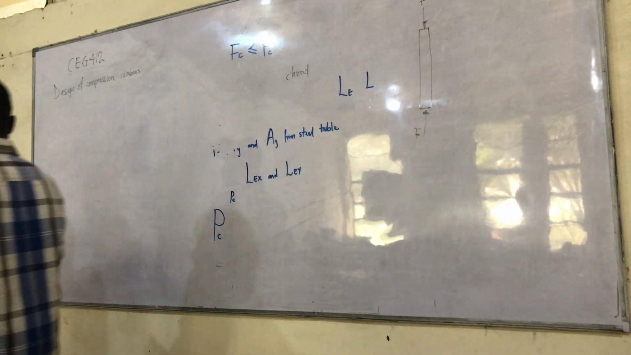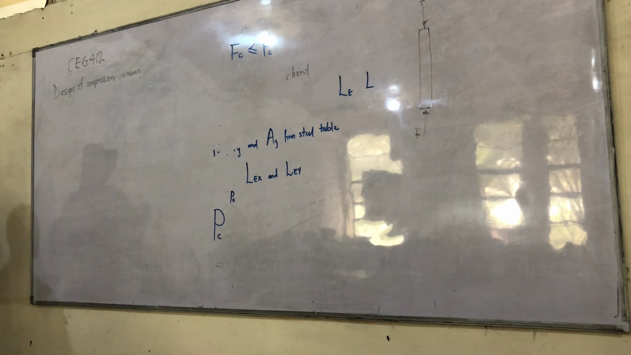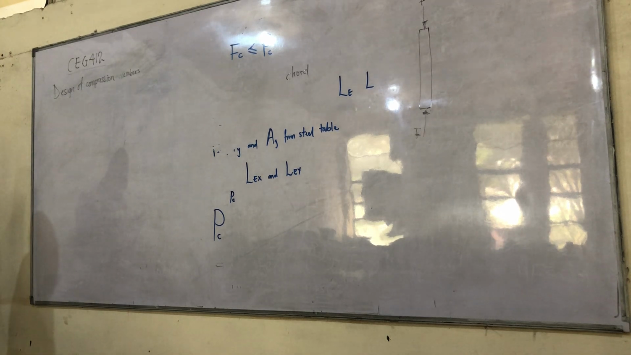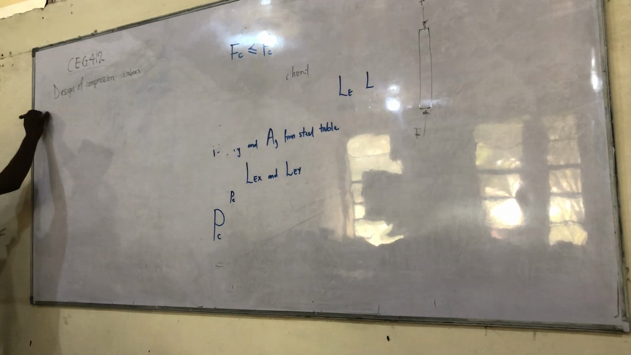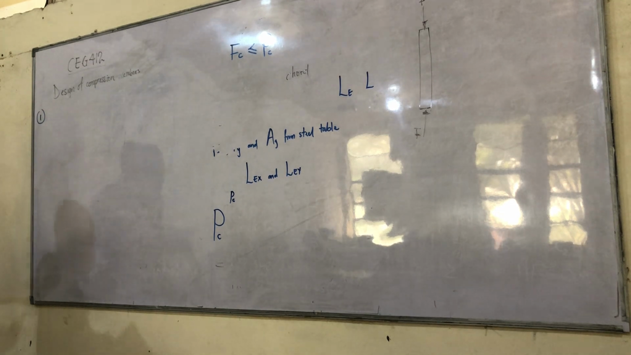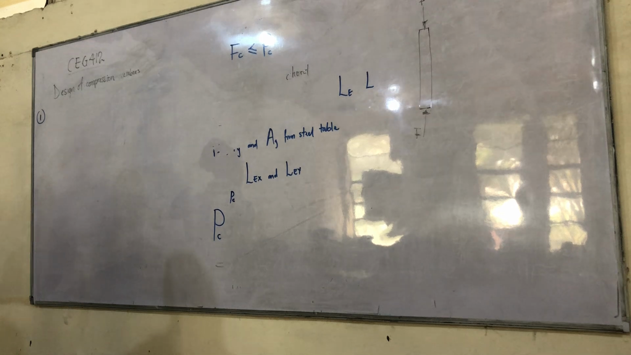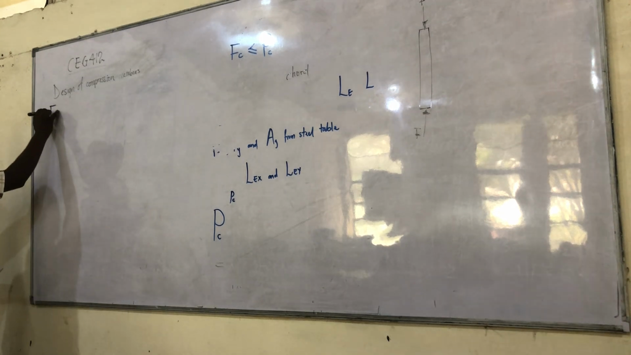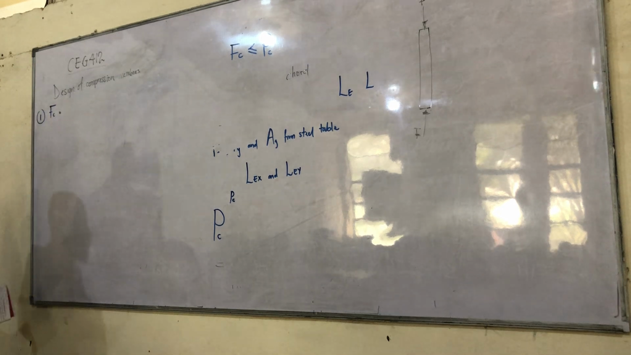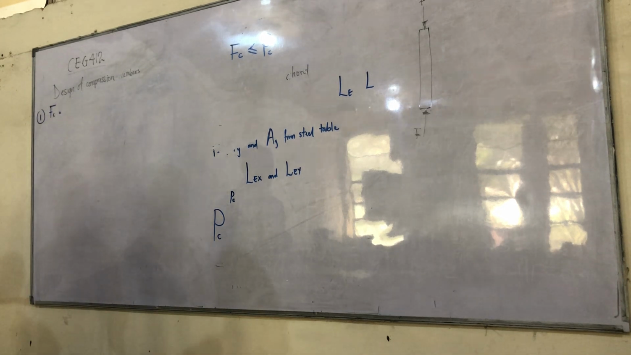Now, let's start. What's our first step? What's our step 1? Please read it out to me. Good. Now, to determine your ultimate axial load, are you with me? FC. What is the formula for your design load from concrete and timber?